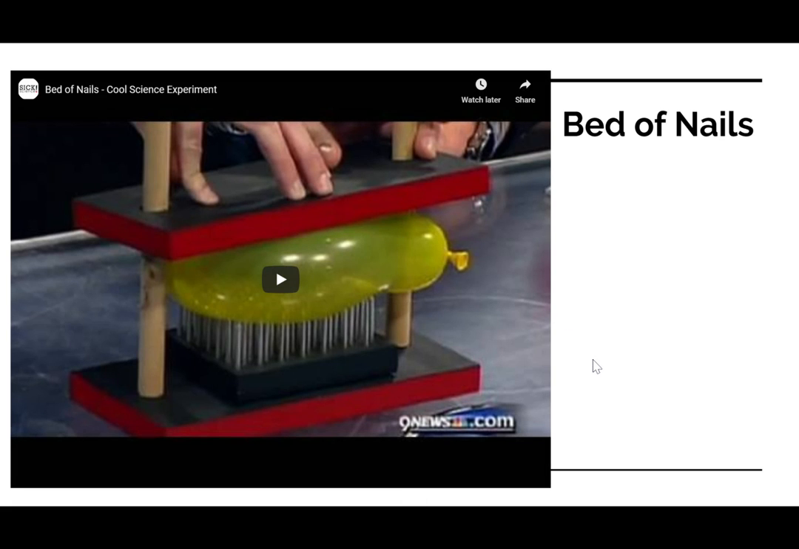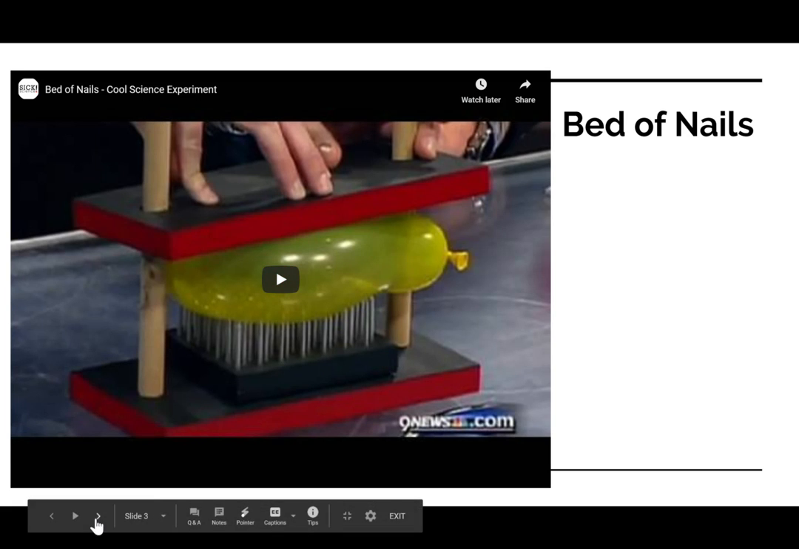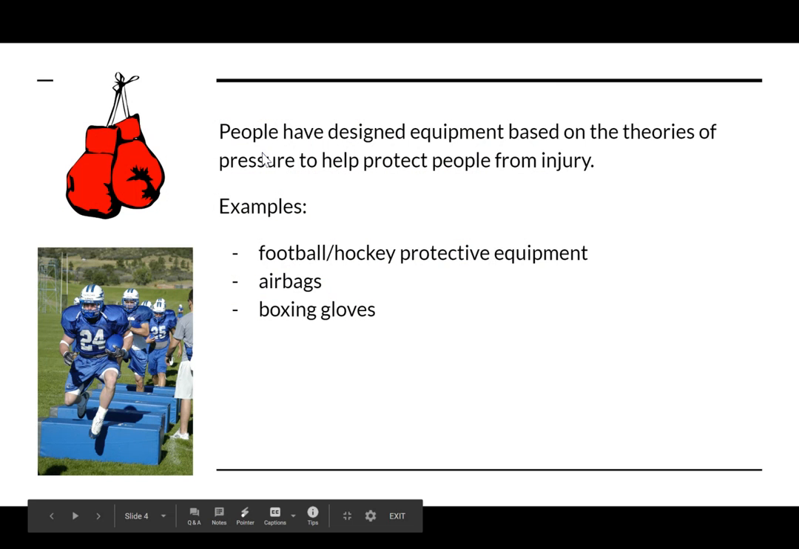Anyhow, if you have one nail and you poke a balloon with that nail, the balloon will pop. What they're showing here is that if you have this bed of nails, all these nails pointed in, we have that pressure exerted over an area. So it actually causes the balloon not to pop once it makes contact with the nails. So definitely go check that out. We're going to keep moving though.